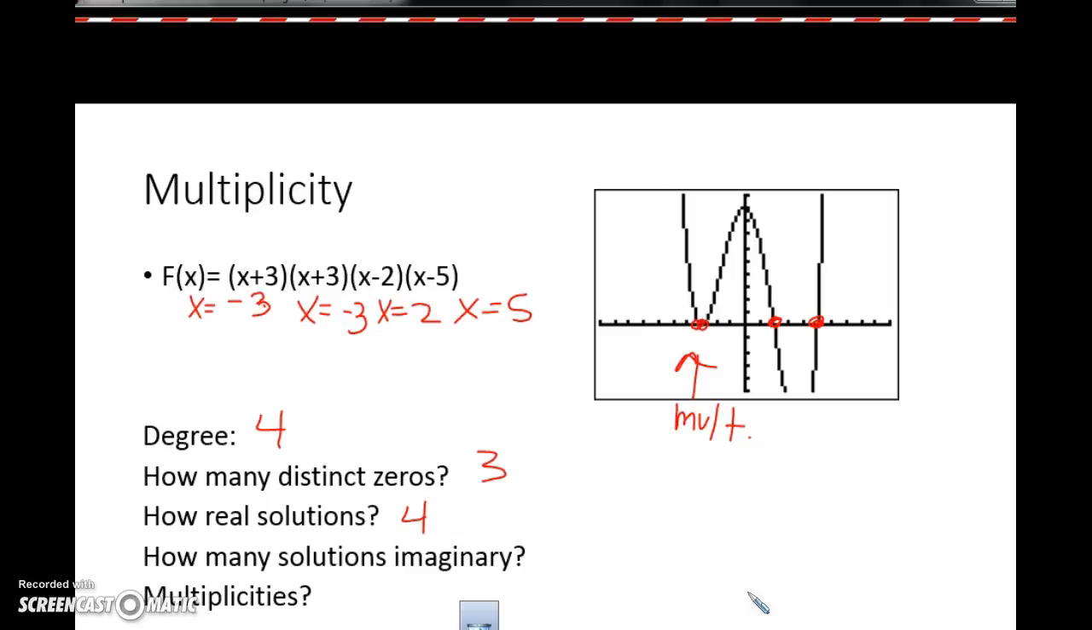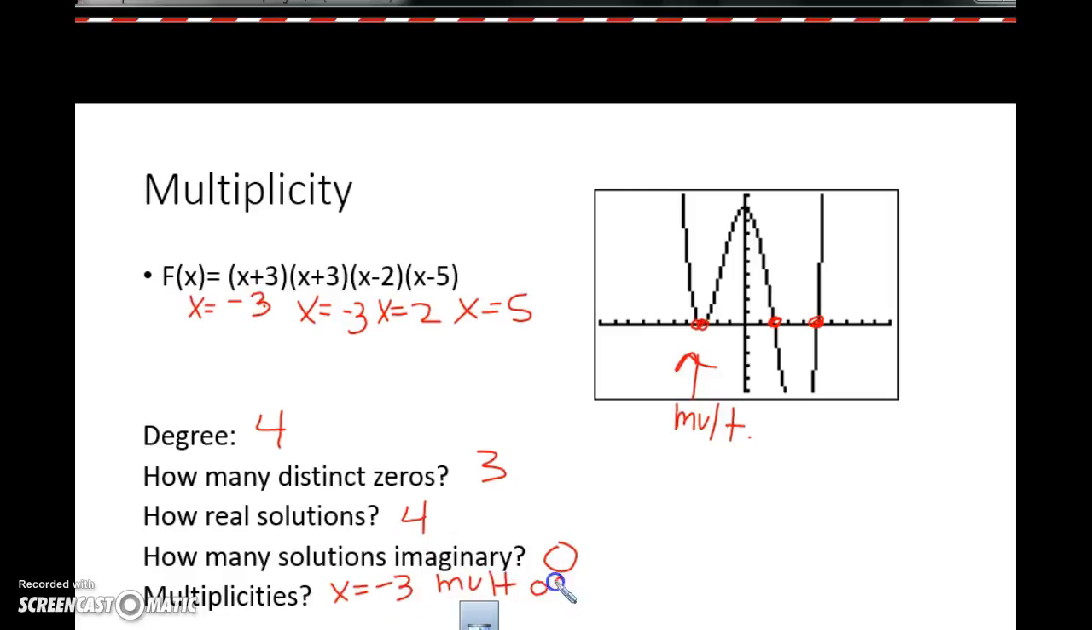If we have a degree of 4, and there really are 4 real answers that we solved up here, how many are imaginary? 0. 4 of them are real. Do you see any i's up here? No. So all 4 are real, and 0 are imaginary, and we have 1 multiplicity.